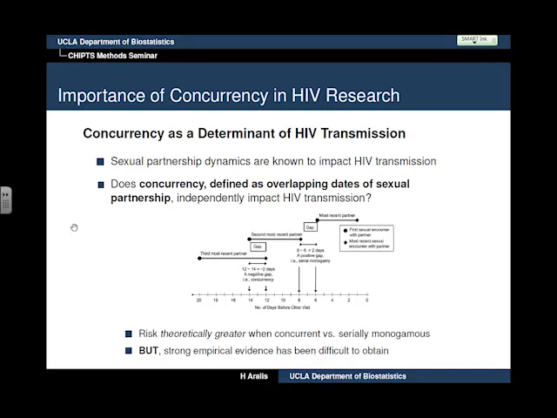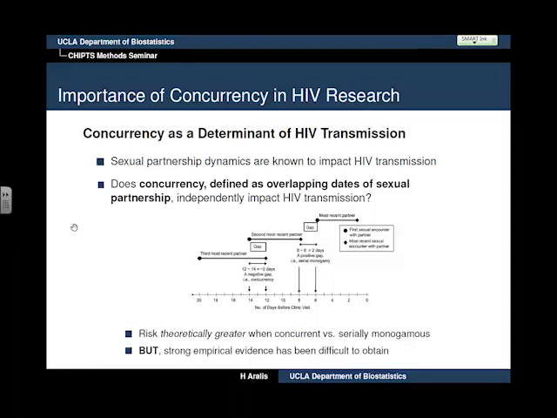So you probably are aware of what concurrency is. Concurrency is defined as overlapping dates of sexual partnership. Whereas there are a number of sexual partnership dynamics that we're all probably aware have been known to impact HIV transmission, such as the number and duration of partners, the frequency and type of sexual intercourse, and the gaps between partnerships, there's still this outstanding question of whether concurrency in and of itself, holding all other things constant, can be attributed to increased levels of HIV transmission at a community or population level.